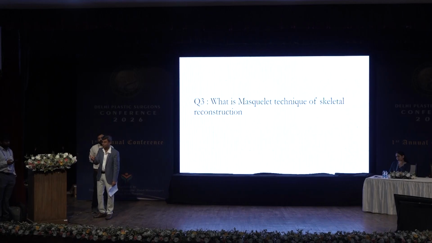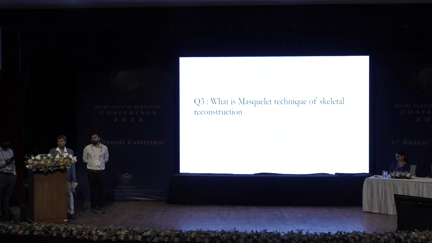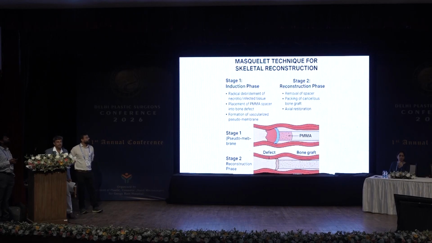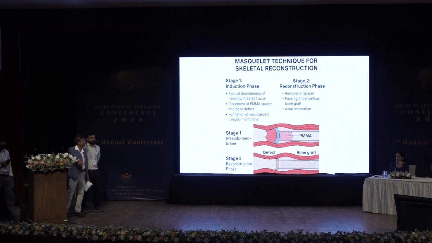See, it is not done initially. There is a spacer, I'll show you the image. This is how it is done. So basically, there is a radical debridement done, and a PMMA spacer is placed, and this is covered with a free vascularized flap. And once this spacer creates a space, in a secondary stage, this is removed and bone graft can be done. I think we can give it to Team C.